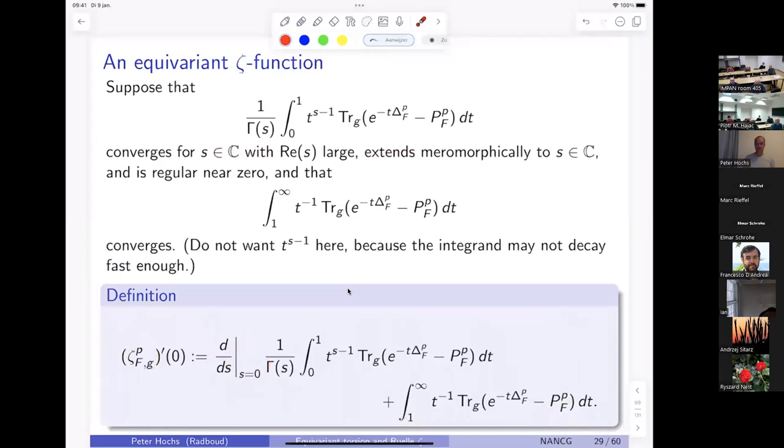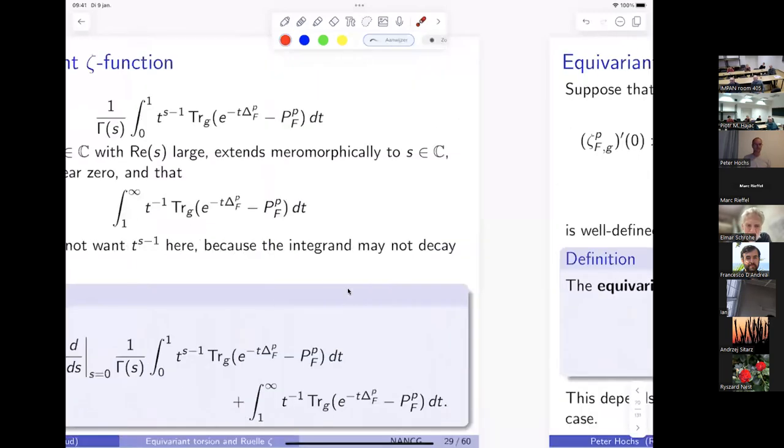So I'm assuming it's a meromorphic function, which is regular at zero, and hence differentiable. I'll mention a result on this in a few slides. Regular at zero means the only problem could be around zero, so there's no singularity. If it's good around zero, then this is differentiable. That's right. Okay, thank you. But I'll come back to it.